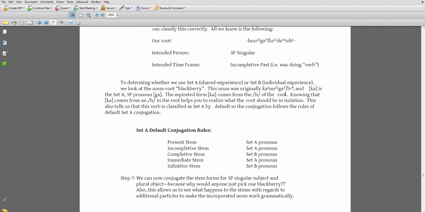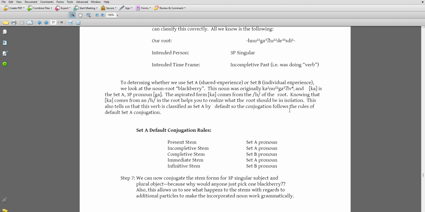Set A default conjugation rules. Present stem is set A, incompletive stem is set A, completive stem is set B, immediate stem is set A, and the infinitive stem is set B. This will never change. This is a rule.